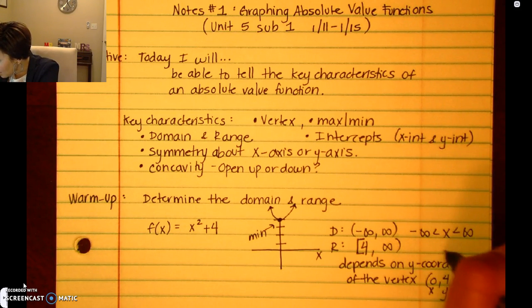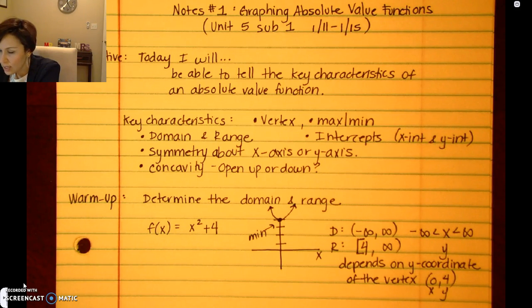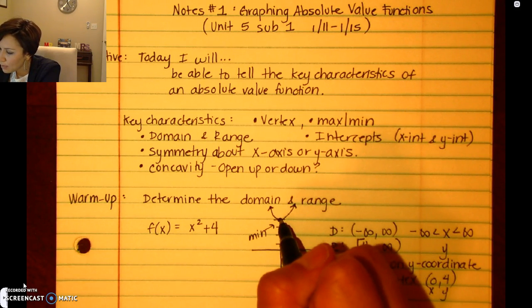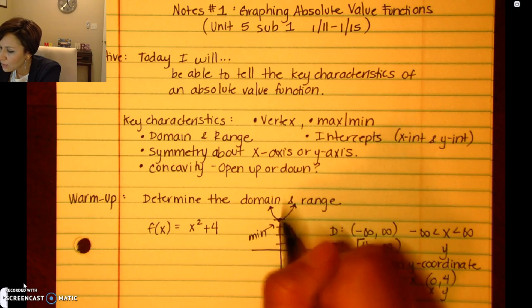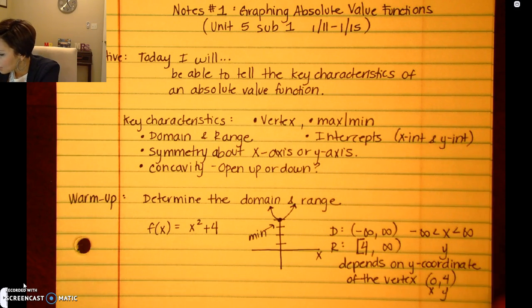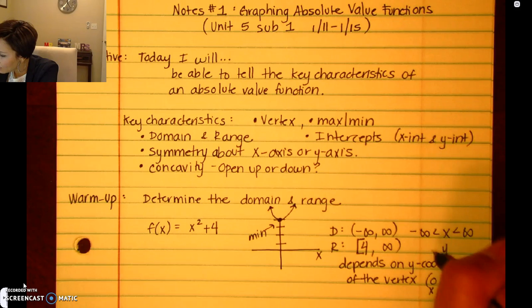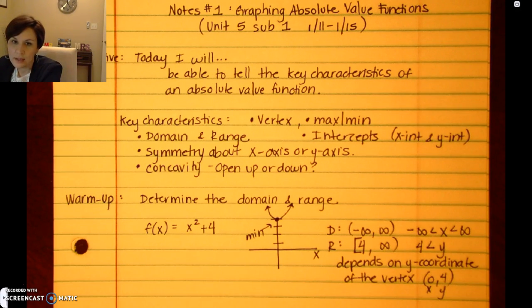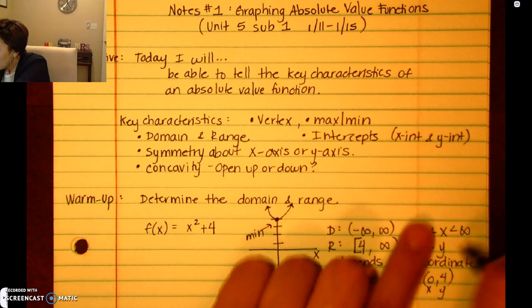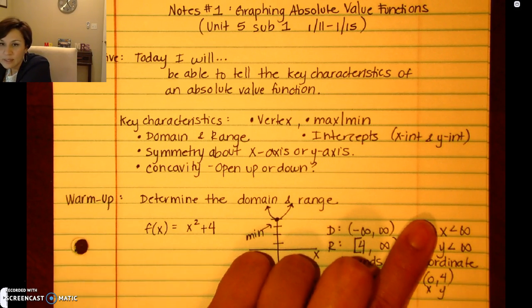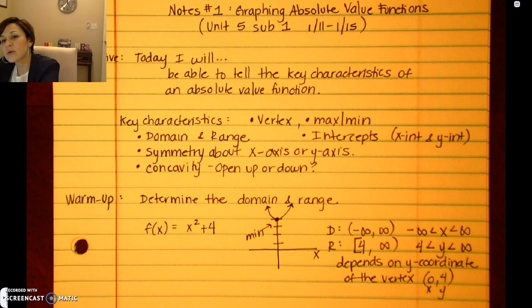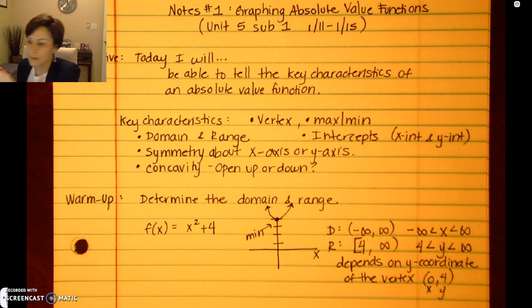The range has to do with our y values, and the y values start at positive 4 on the y-axis and go forever up. So it's going to be all y values that are greater than 4, and all y values that are less than infinity. When you put those two inequalities together, you get all the y values between 4 and infinity.